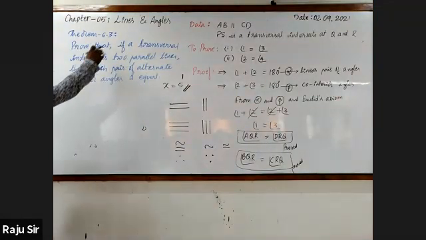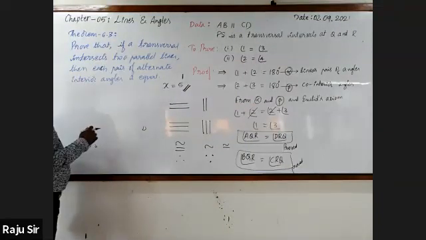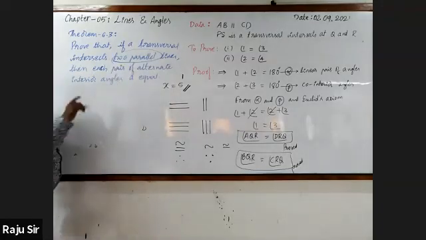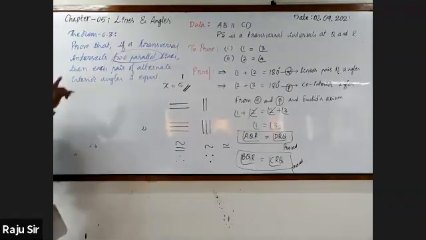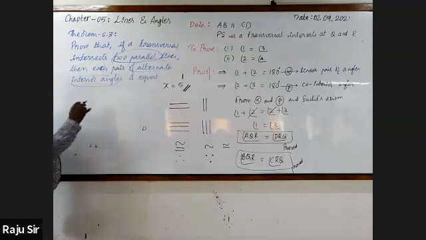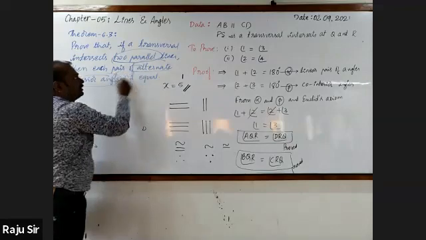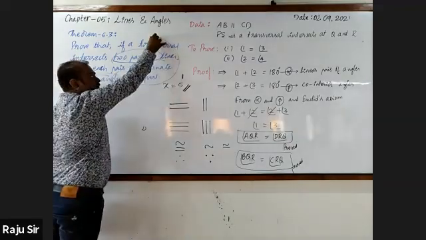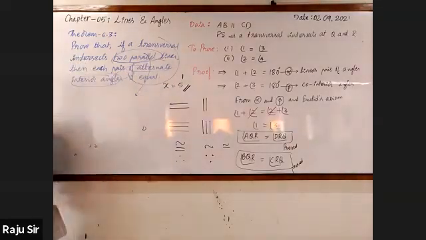Here, what was given in 6.2? Two parallel lines. If a transversal intersects two parallel lines, then alternate interior angles are equal. Now, alternate interior angles are equal. Then the lines are parallel. Got it?